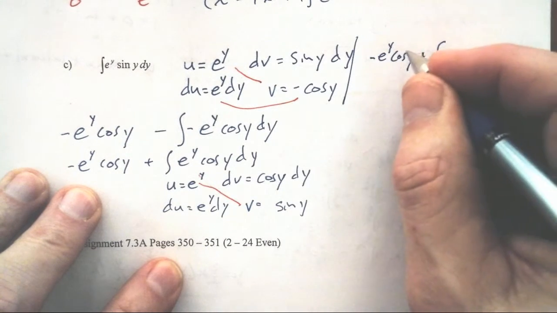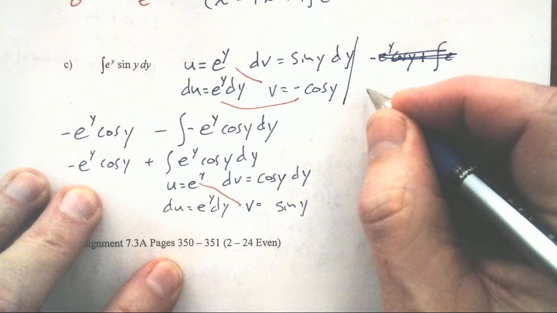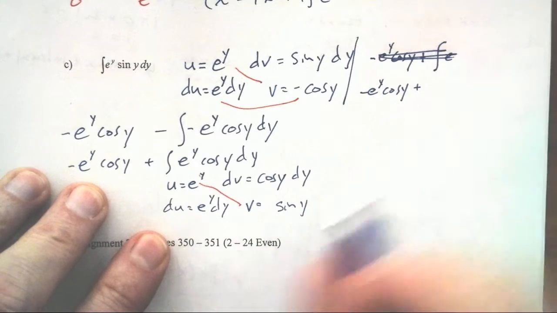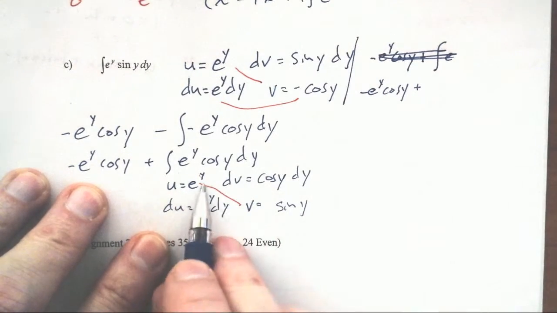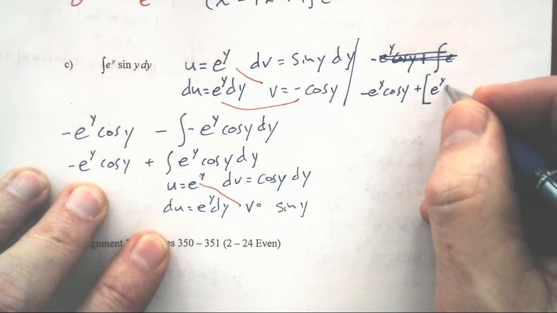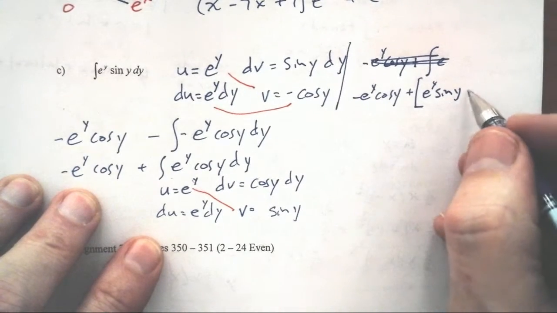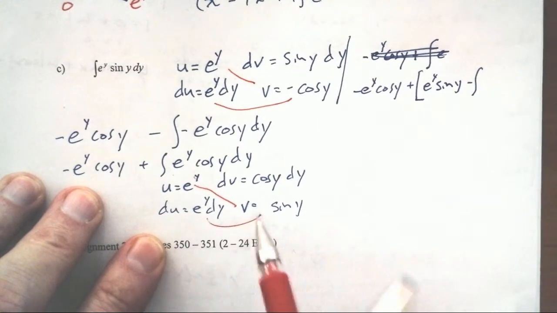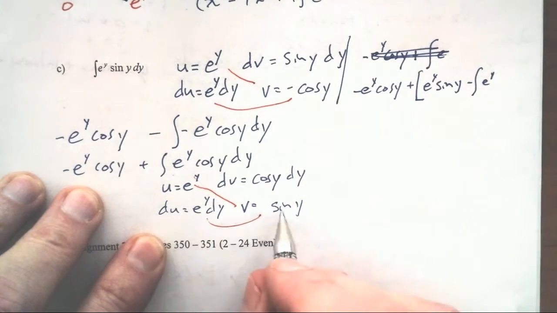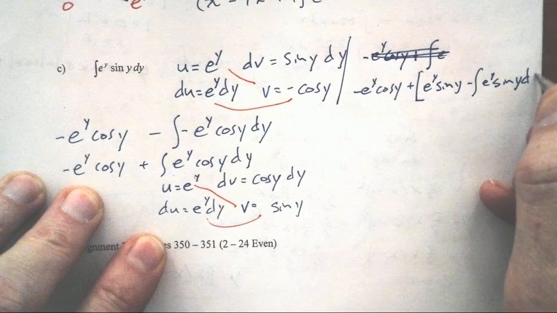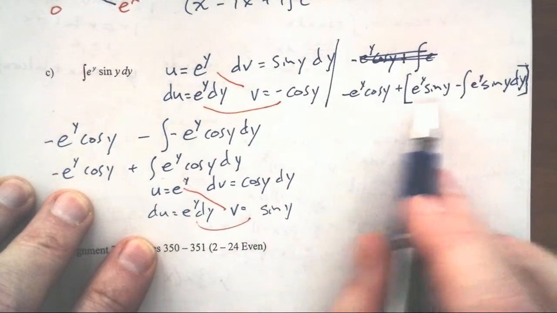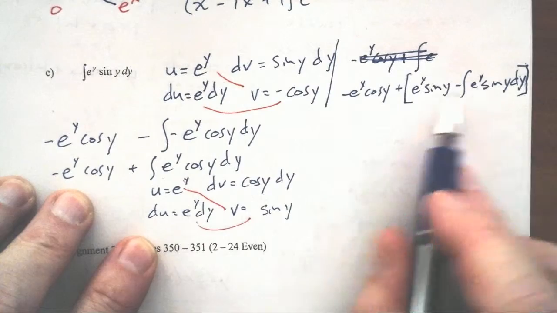Oh, hang on. Now I really got to write small. The negative e to the y cosine of y plus has to wait around for the integral of this. Now that breaks up into this times this, so I'm just going to put a big bracket here. That is e to the y sine of y minus the integral of e to the y sine of y dy. And here's where we're hoping maybe something good has happened for us. All right, quick simplification here, just getting rid of some parentheses.